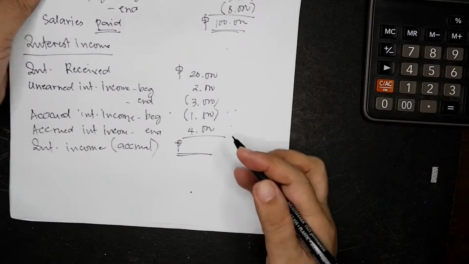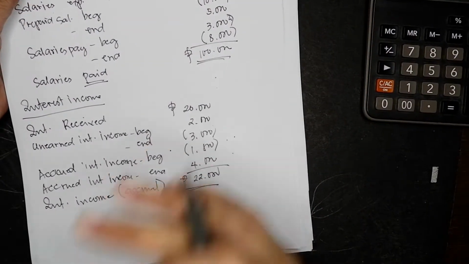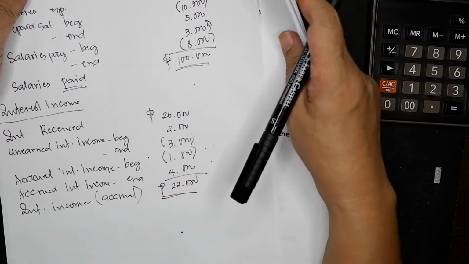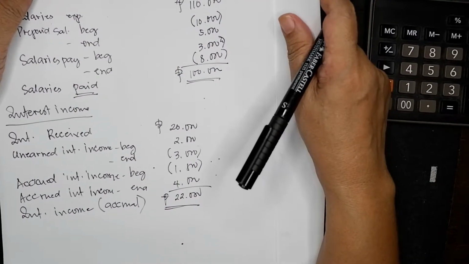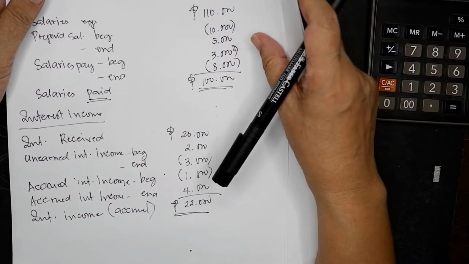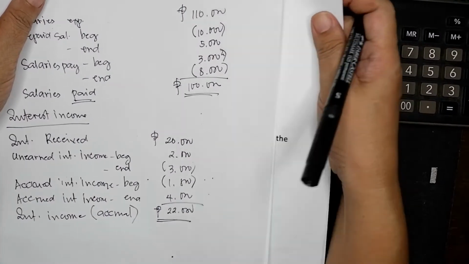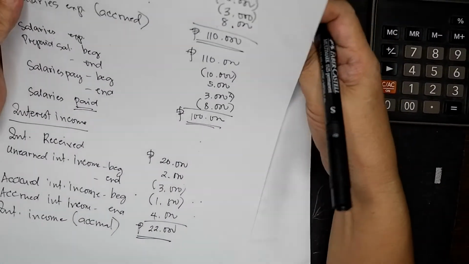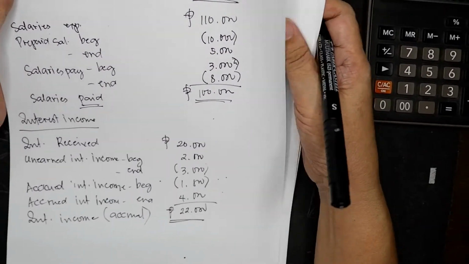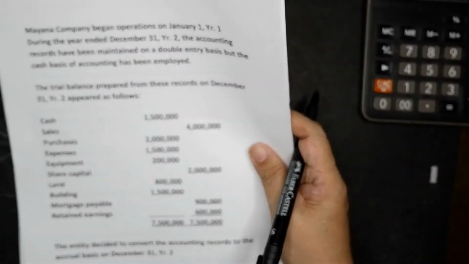So, that is 22,000. In our trial balance, ang mga data na nandoon ay mga cash basis data. Kasi nga, para mas madali para sa atin ang gumawa ng entry para sa revenues and expenses, cash basis ang ginagamit natin. Pero, when we prepare our financial statement, we have to use accrual method because that is what is part of our GAAP, Generally Accepted Accounting Principle.